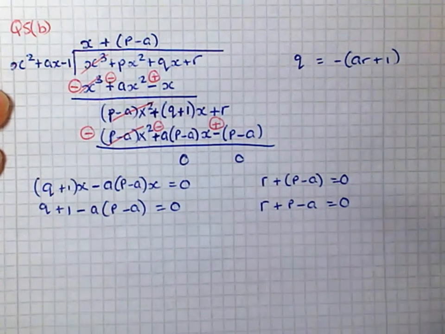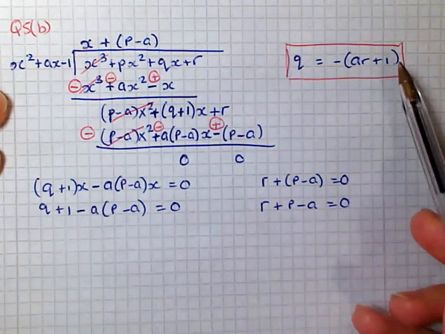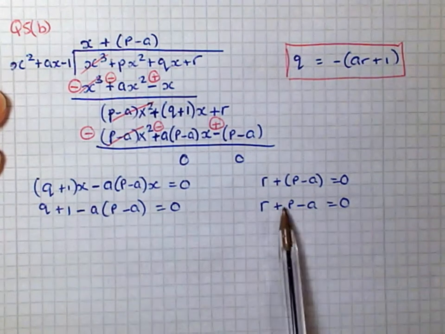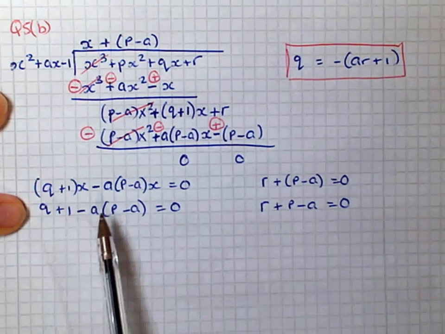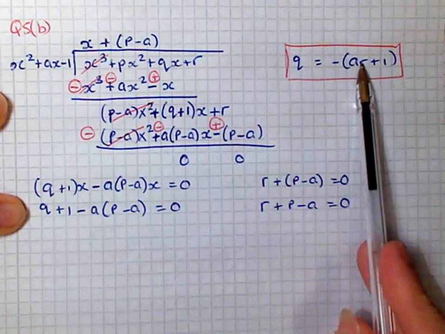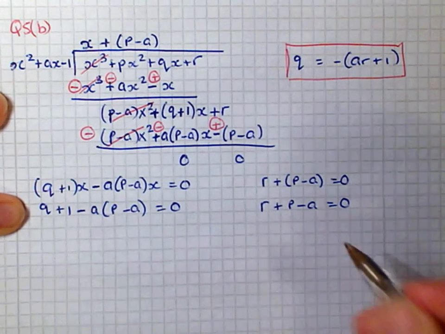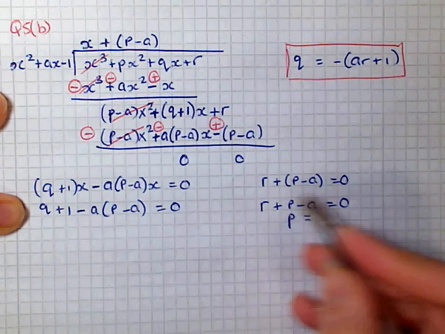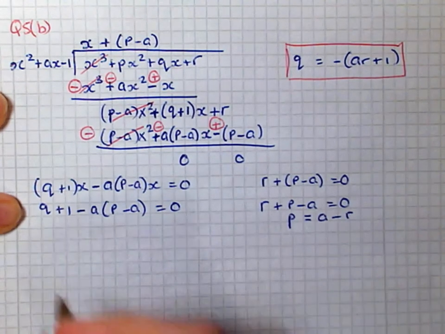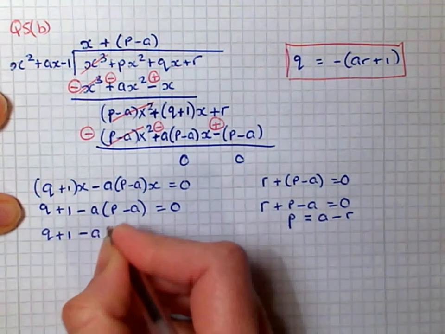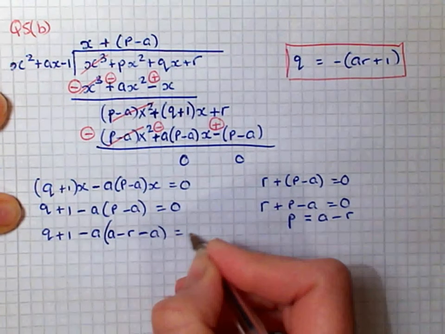Now if I go back up and check what I'm asked to show, that q is equal to minus a into r plus 1. The only one of my two little equations that has a q in it is this one over here. And q is written in terms of a and p, and in what we need it's in terms of a and r. So we need to find something to slot in for p. So p is equal to, from this one, a minus r. So moving back over here, q plus 1 minus a into, instead of p, I'm putting in a minus r, minus a is equal to 0.